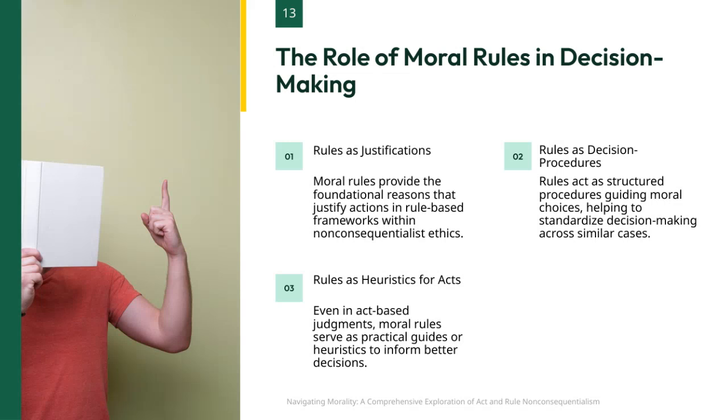Here, we're exploring the role moral rules play in how we make decisions. First, moral rules act as justifications. They give us the foundational reasons to support our actions, especially within rule-based, non-consequentialist ethics. Next, these rules function as decision procedures. That means they offer structured guidelines that help us navigate moral choices consistently across similar situations.